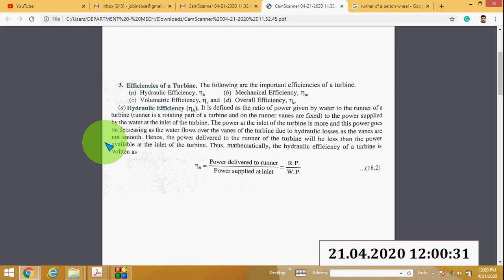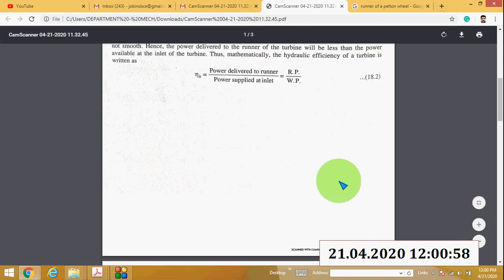The power at the inlet of the turbine is called the water power. It is actually more, and this power goes on decreasing as the water flows over the vanes of the turbine due to hydraulic losses, as the vanes are not smooth. So the power delivered to the runner is less than the power available at the inlet of the turbine. That is called hydraulic efficiency: runner power divided by water power.